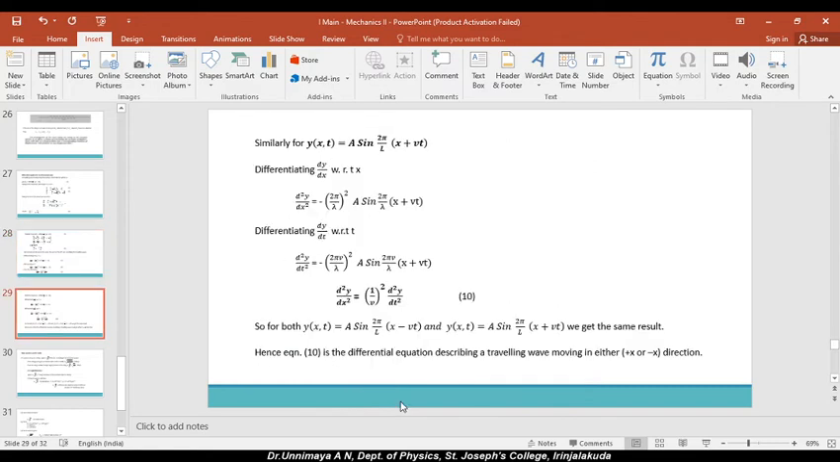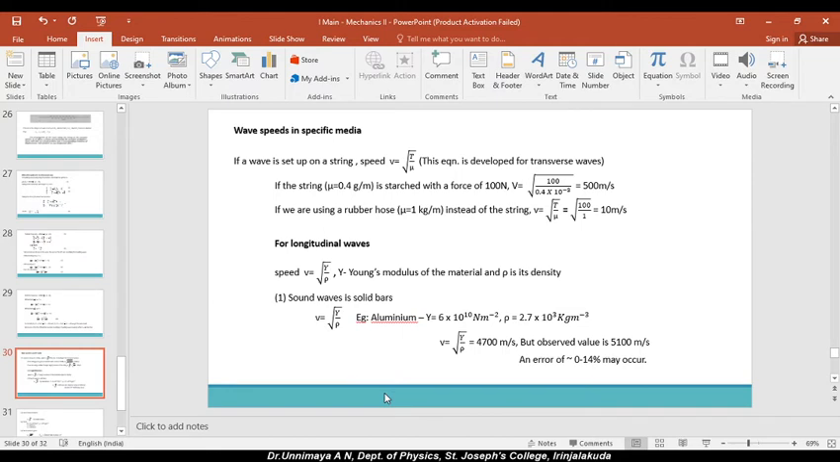The same steps were repeated using the progressive wave moving in the negative x direction. For that wave also you will get ∂²y/∂x² equal to 1/v² ∂²y/∂t². So for both y equal to a sin 2π/λ (x − vt) and a sin 2π/λ (x + vt), we get the same relation for ∂²y/∂x². So this equation can be considered as a differential equation describing a traveling wave moving in either positive x or minus x direction.